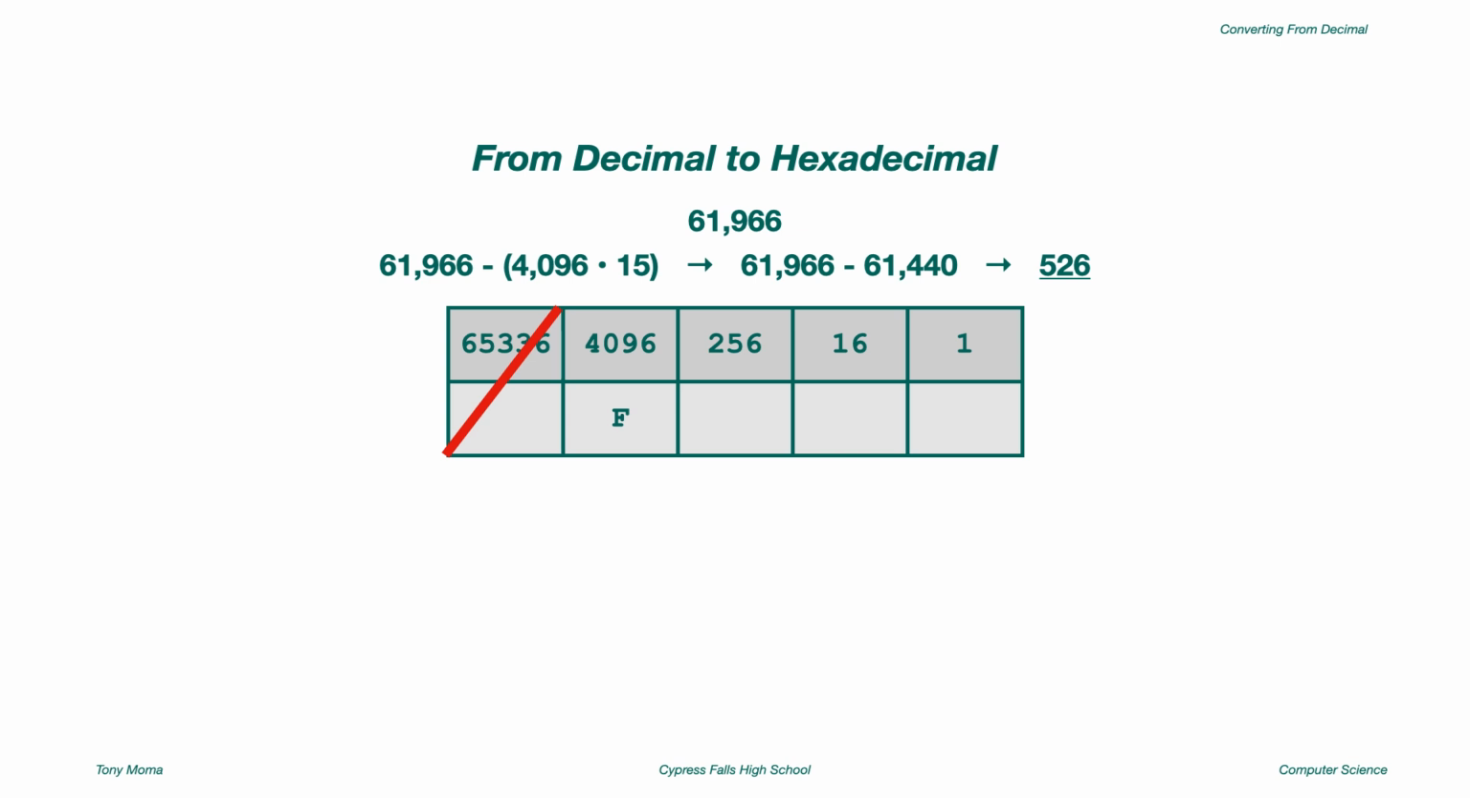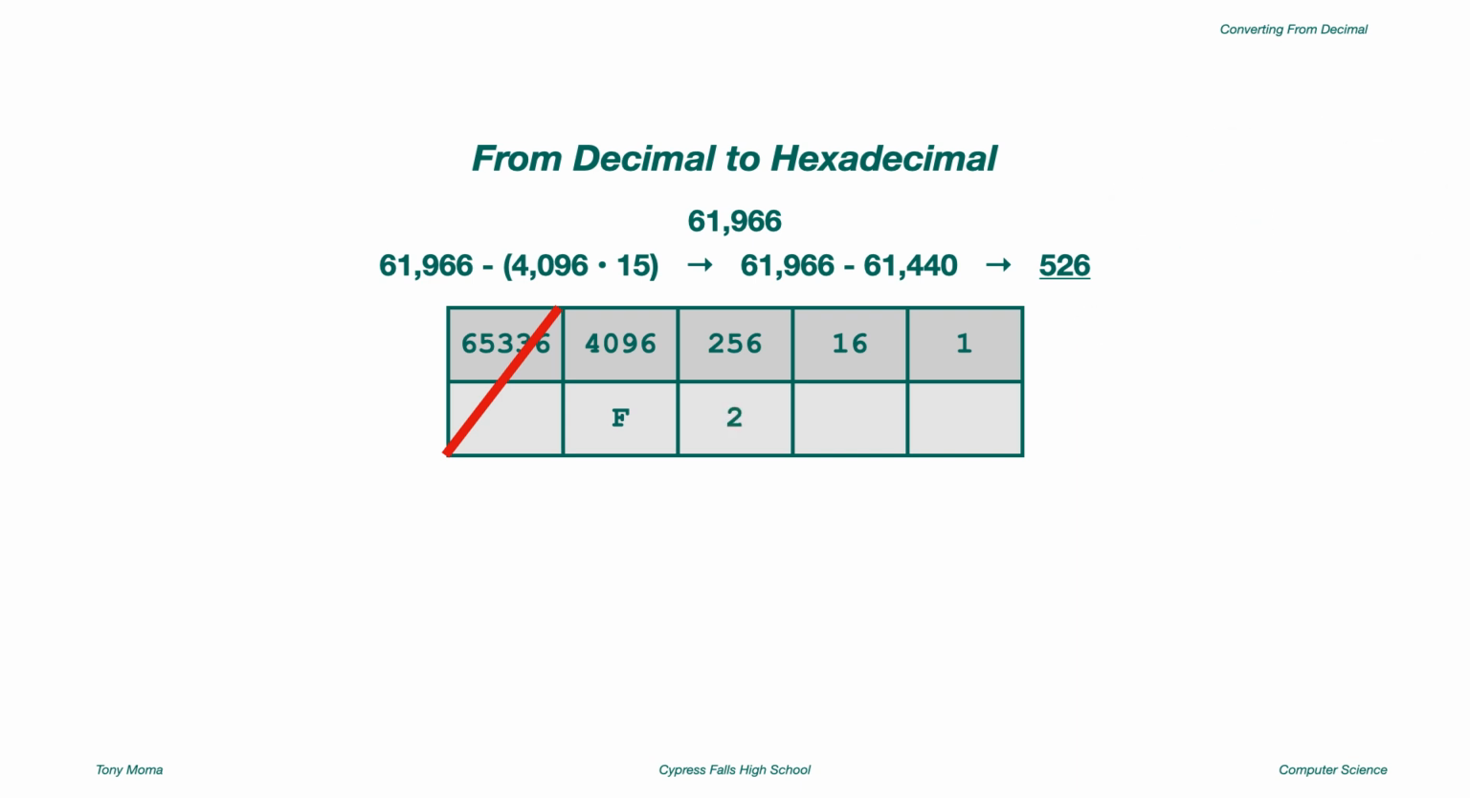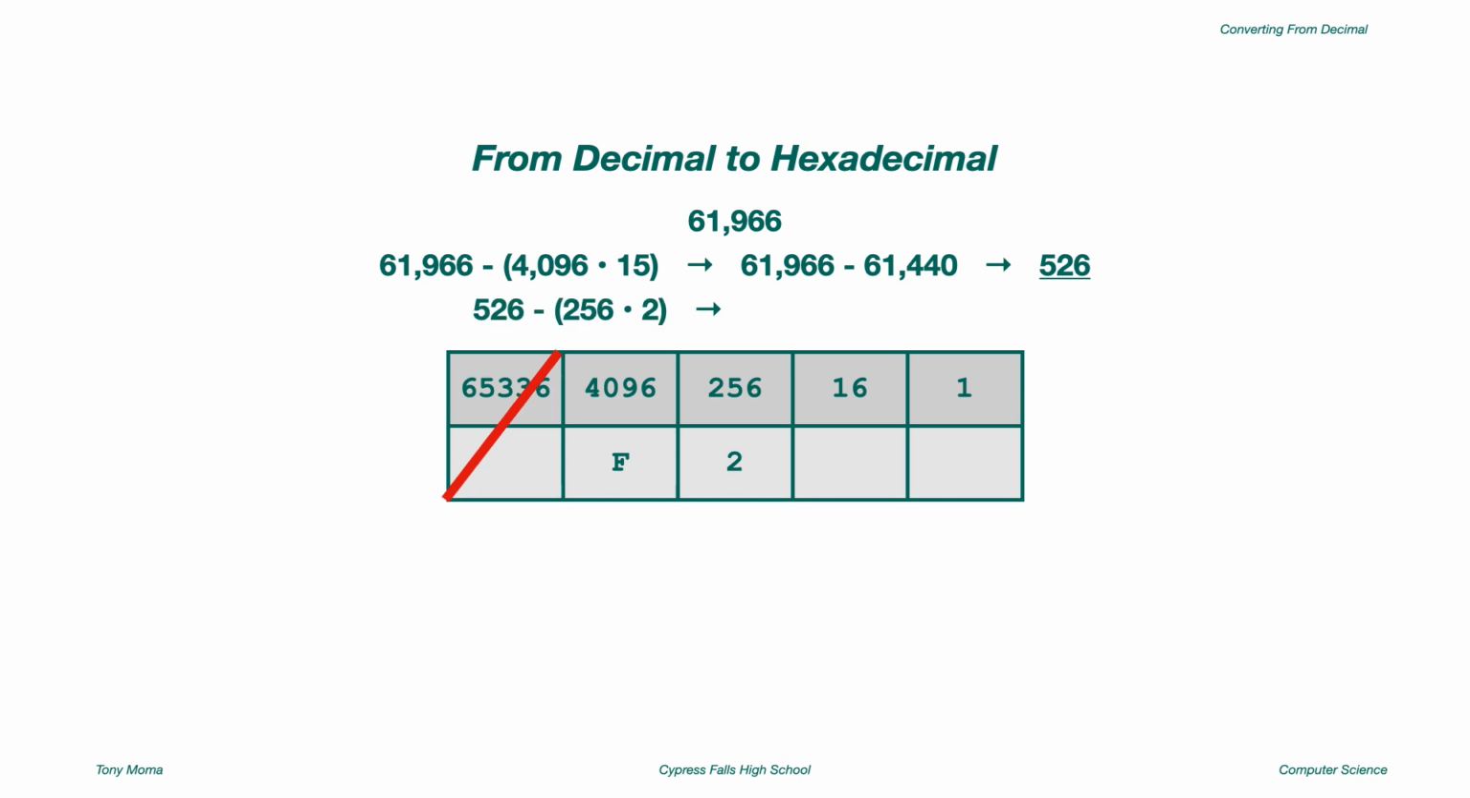How many times can 256 fit inside 526? We do the division, and we get approximately 2.05. Ignore the 0.05, focus on the 2. 2 goes in the table. Multiply the top row times the bottom row. 256 times 2 gives us 512. Subtract that from 526 and we're left with 14. How many times can 16 fit inside 14? 0 times since it's larger, so we put a 0.